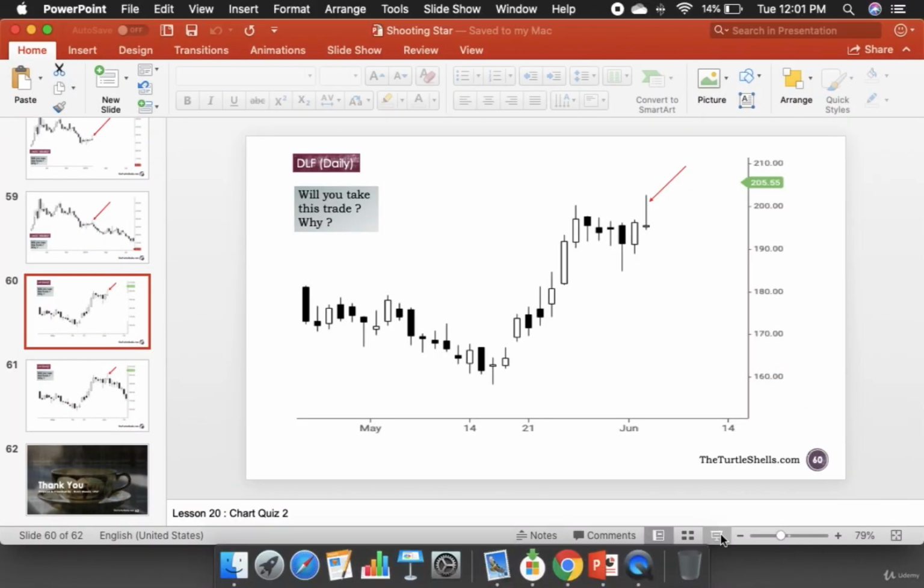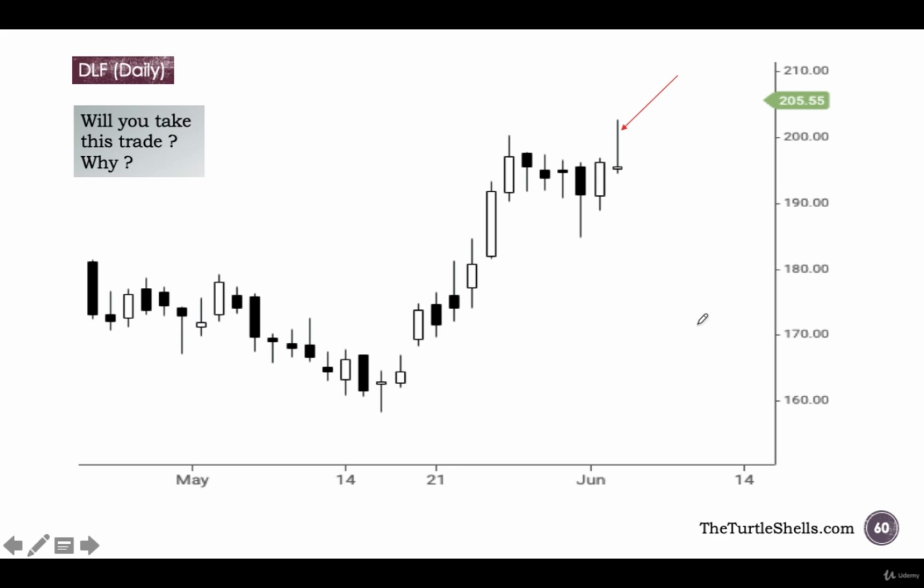Alright, let's have a look at another quiz question. So in this case, the market is ascending here. It's a daily chart of DLF. Whether you would take this trade pointing on the candle shown by the red arrow. So if you would take the trade, why? If you would not take the trade, why? Think about it. Pause the video. Come back to this. We will discuss it.